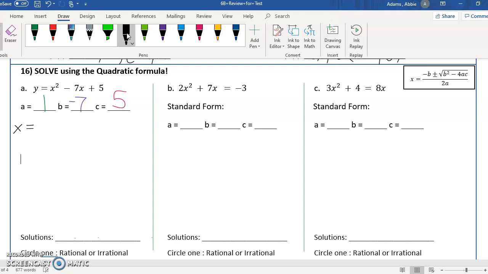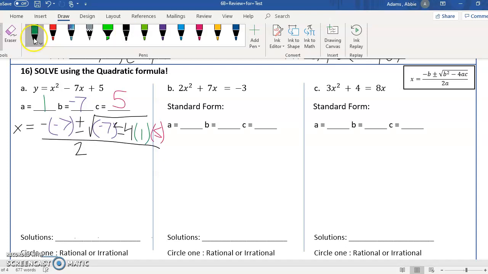So I have x equals negative 7 plus or minus the square root of negative 7, which is our b term, squared, minus 4 times our a value, which is 1, multiplied by our c value, which is 5. And all of that is divided by 2a. And in this case, a is 1.